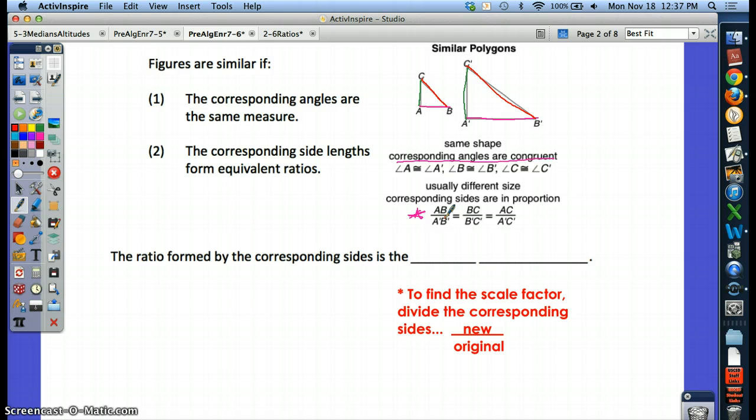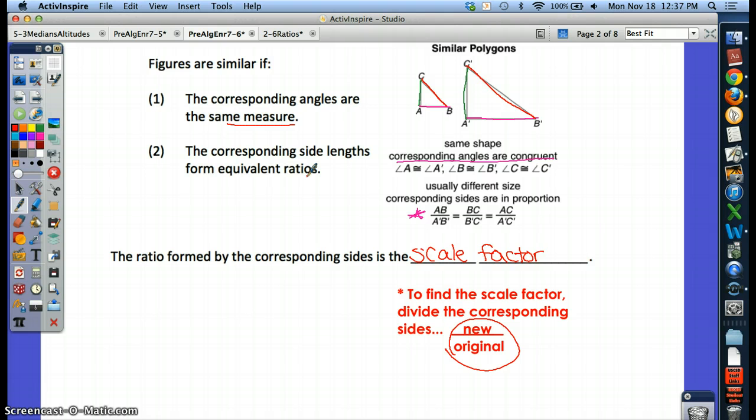The ratio formed by the corresponding sides is called the scale factor. And the scale factor is always going to be written new over original. So I want you to write that on your notes. Write that in underneath scale factor or next to scale factor. Always do the new over the original. So remember, in similar figures, the angles have the same measure. The lengths form equivalent ratios, or they are proportional.